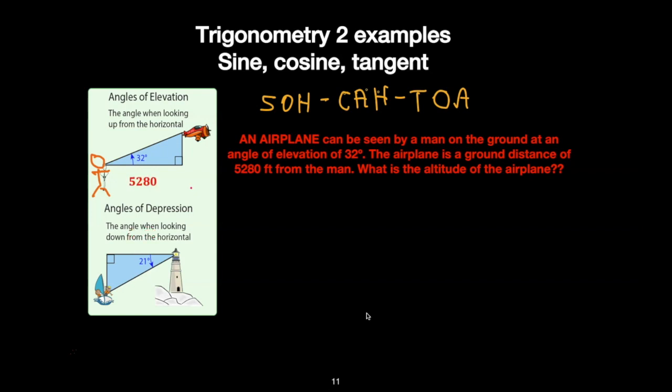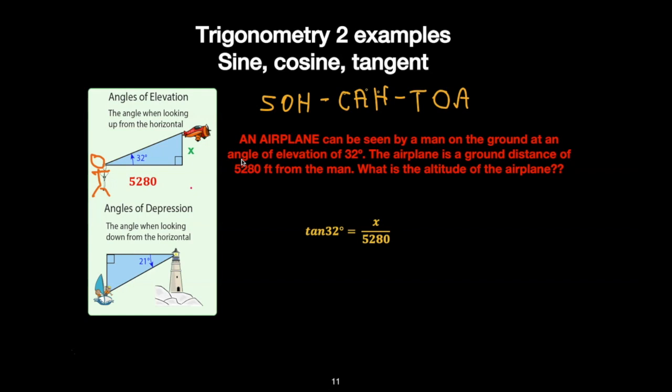We're given 5,280 feet as the ground distance from the man. That's something he could come up with or measure. And the height, or the altitude, is at 90 degrees to the ground and is unknown, and that's x. Once again, when we look for which trig ratio to use, because where the man is, the x is opposite, and the 5,280 is next to him, adjacent, that would be tangent. So the tangent of 32 degrees equals x over 5,280.